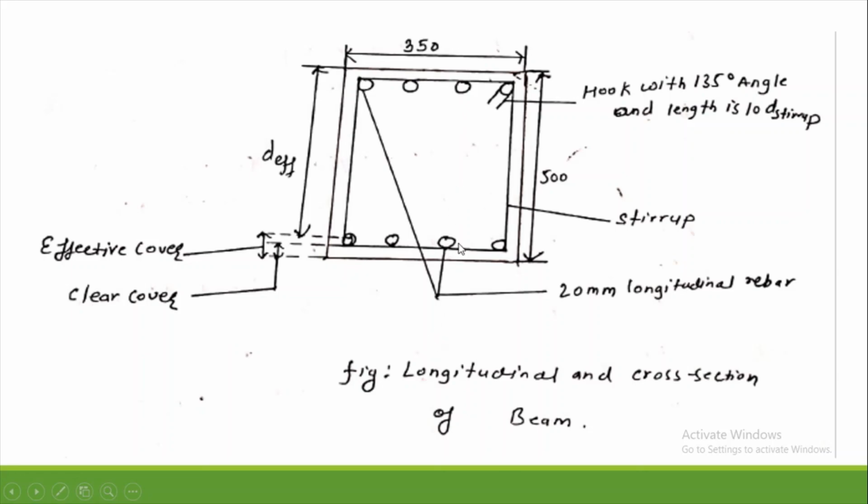And we have here 20 mm longitudinal rebars. Actually we are using 20 mm longitudinal rebar here. And one more thing: this one is a hook with a 135-degree angle and length 10d of the stirrup. It means the length of that hook is 10 times the diameter of the stirrup. Okay, this is the figure of the longitudinal and cross section of the beam. That's all for today.